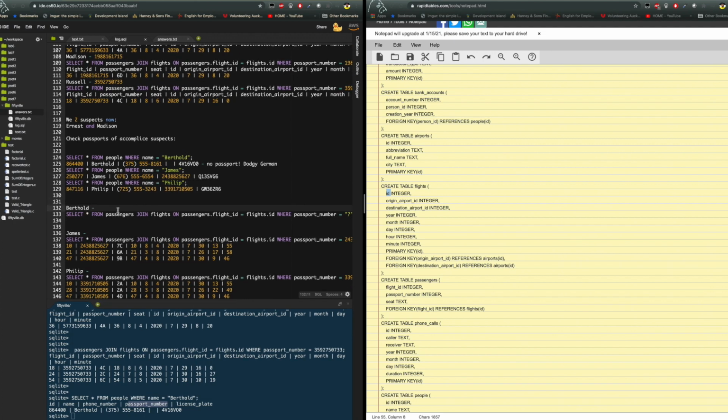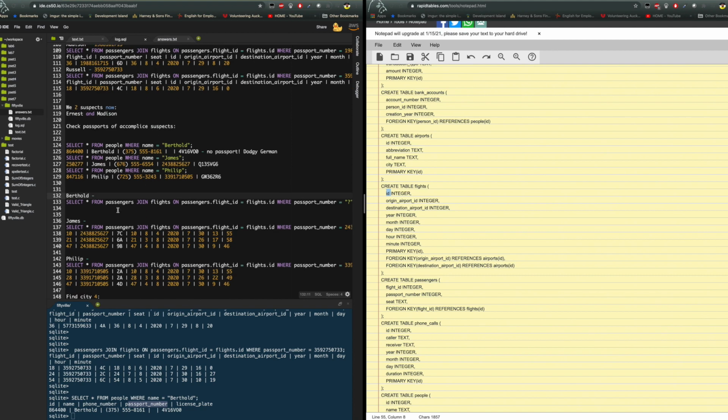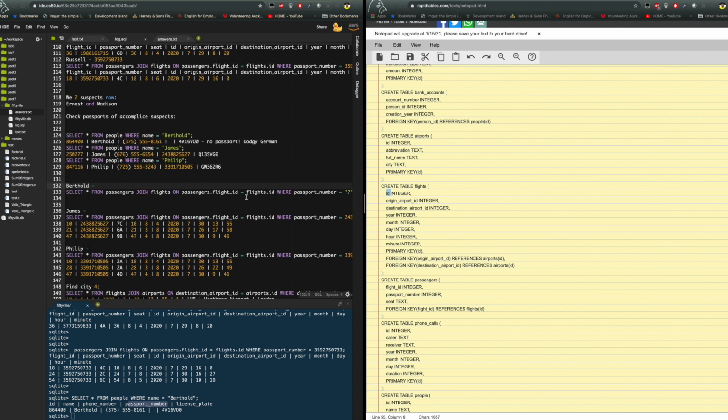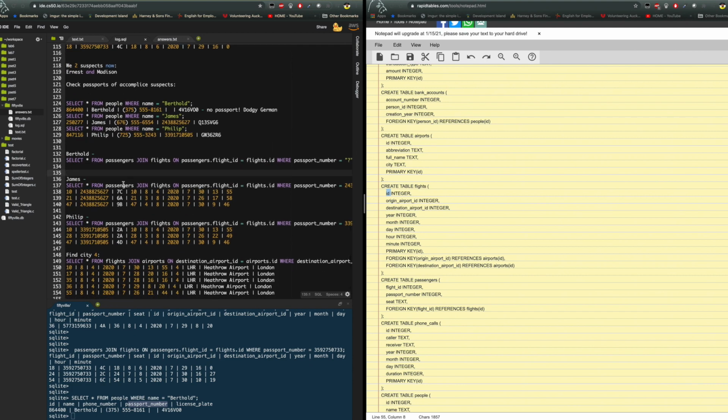I wanted to check from the passenger list who took the same flights on the plane, and I couldn't check Bertold because he didn't have a passport number. But with James and Philip, I decided to check. I joined another tables. I joined passenger and flights. So from passenger, join flights on passenger flight ID.